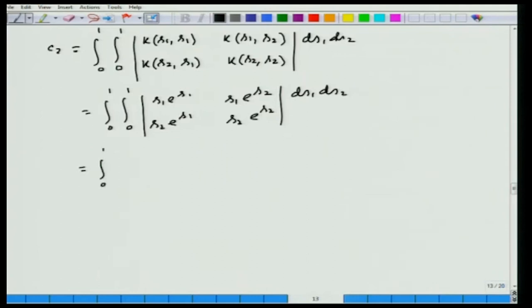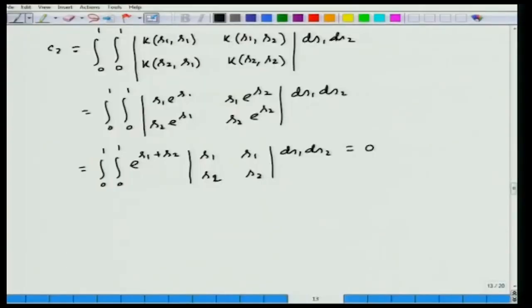So, if we take out the exponentials from the determinant, that means taking e to the power s1 common from the first column and e to the power s2 from the second column, then e to the power s1 plus s2 multiplied with first column s1 s2, second column of the determinant is again s1 s2 ds1 ds2. So, this is equal to 0. So, although here we do not have any link between b2 and c2 in order to evaluate them using this alternative method, this c2 is equal to 0.